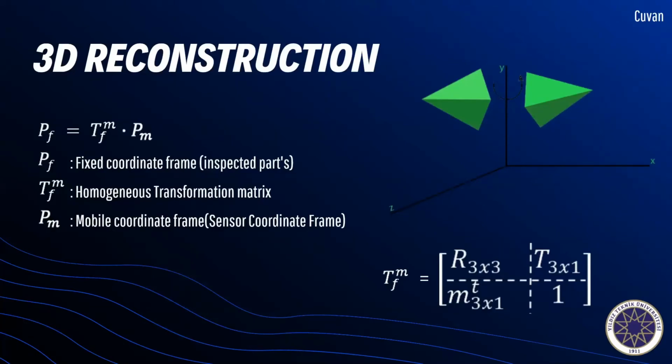To do this, we need homogeneous matrices at each measurement, created with the laser's orientation and translation values according to the fixed coordinate frame. Then, by multiplying each point with these matrices, we transform the points into the fixed coordinate frame.